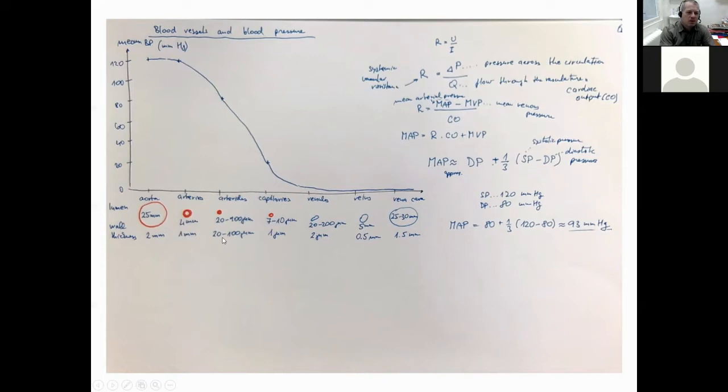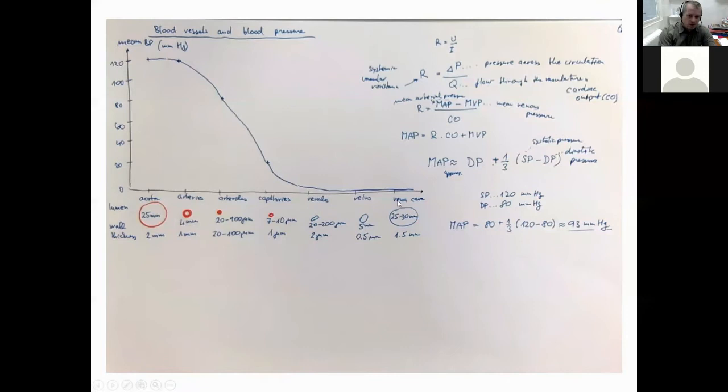They have a thickness of the wall comparable to the lumen, so they can very effectively constrict or dilate, thus regulating the blood pressure. And here is what happens with the mean blood pressure in these individual parts of the circulation. It drops and it becomes very low on the level of microcirculation and especially the veins. It could be even slightly negative in some veins above the heart level.